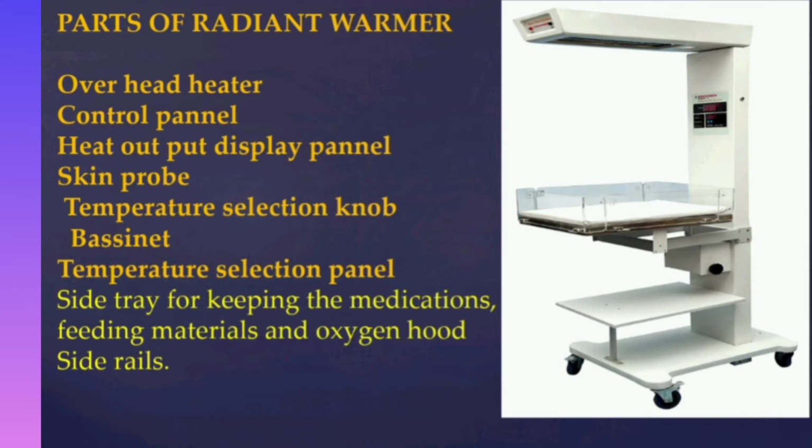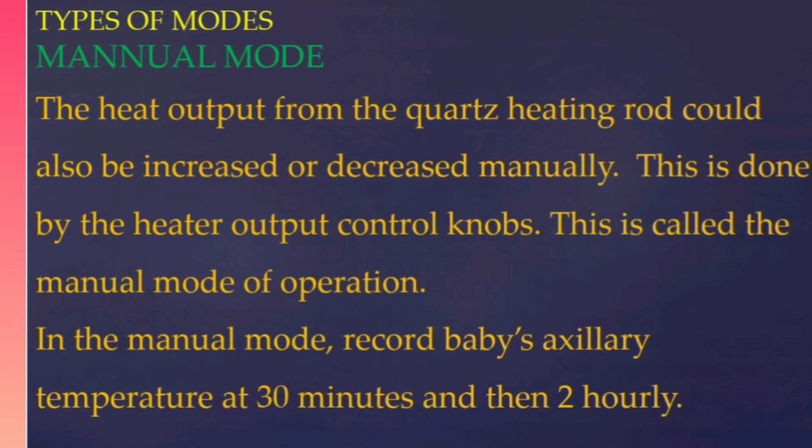Then the control panel, it has all the control switches. Next one is the heat output display panel. It shows the temperature of the baby and the machine. Then skin probe, then bassinet. Here we can keep the baby under the radiant warmer. Then side rails for keeping the medication and belongings of the baby, and the side rails prevent the baby from falling.